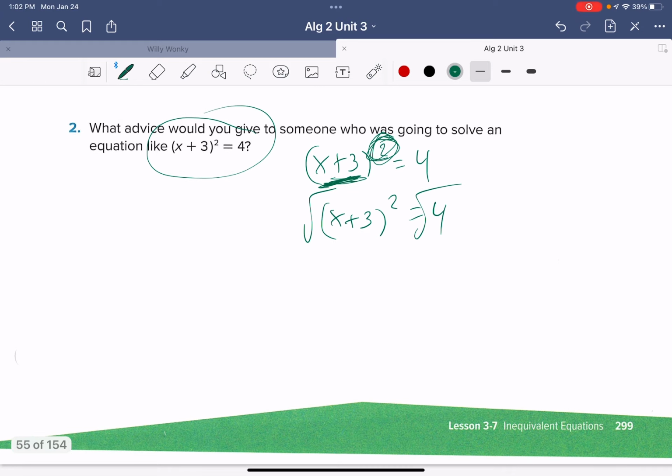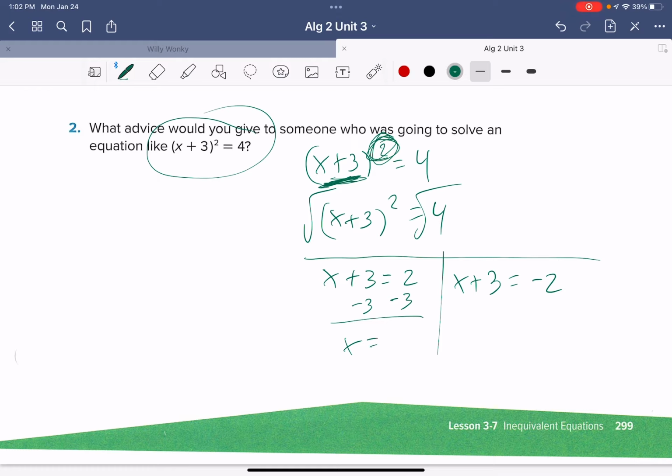And we have to consider x plus 3 is equal to 2. But we also have to consider that x plus 3 could be a negative number, and that negative number squared would be positive 4. So there really are two solutions to this. So we're going to subtract the 3 over and get negative 1, subtract 3 over and get negative 5. So those are the two answers to this.